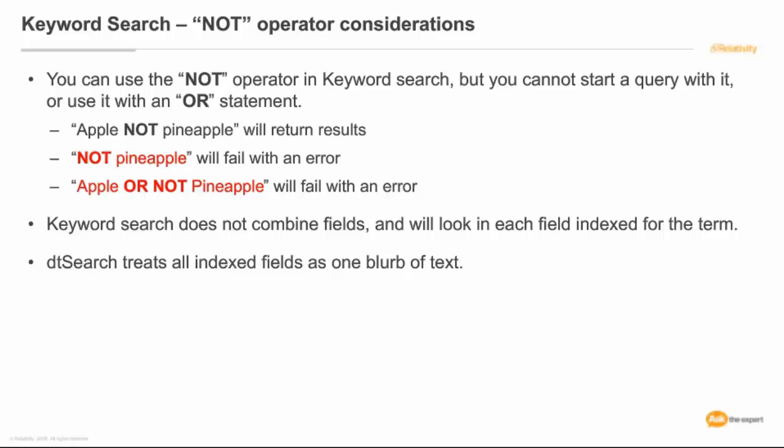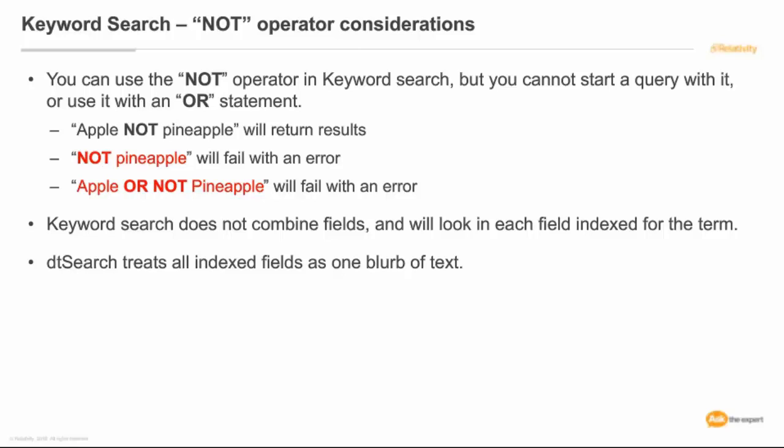But keyword search does have one piece of functionality that's a little bit different than dtSearch. Keyword search will not combine the fields. So if we're trying to find an occurrence of apple, not pineapple in the extracted text alone, this will work really well for you. dtSearch actually will index all the fields as one giant blurb of text.